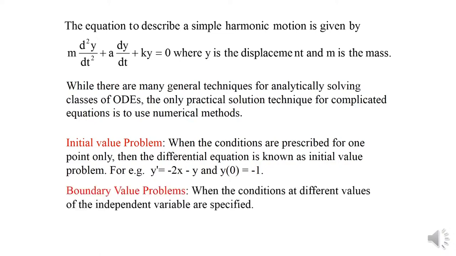And a boundary value problem is when the conditions at different values of the independent variable are specified. It means we have at least 2 points where the value of y is given. An example is y double dash is equal to 6x plus 4, and y at 0 is equal to 2, y at x is equal to 1 is 5. So this is a boundary value problem.